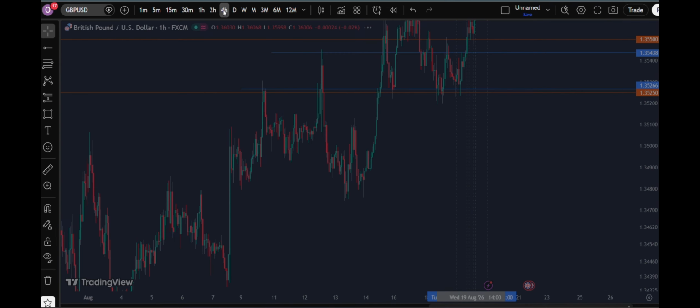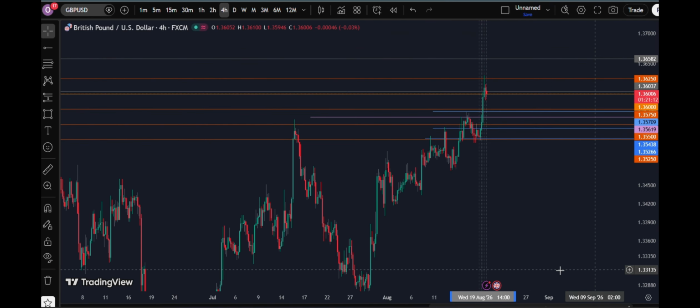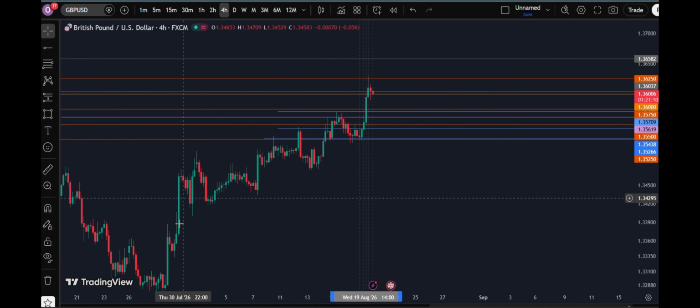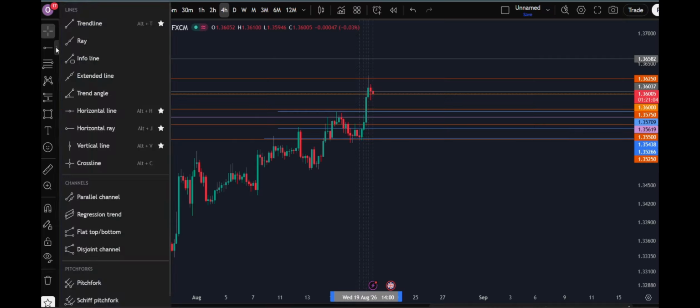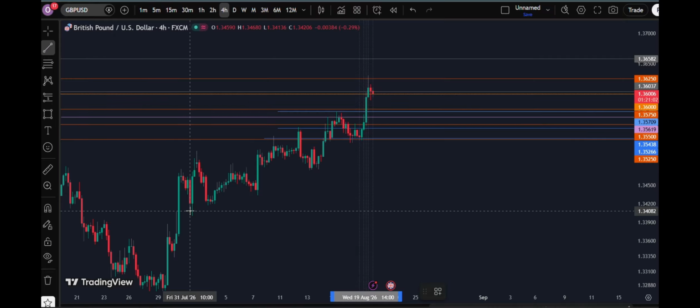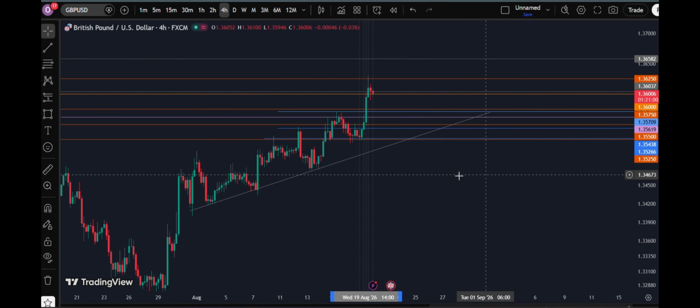Let's go to the 4 hours. We can see a very good market structure. And you see the market structure that's good in here. We come here, you can mark this as our structure: higher highs, higher lows, higher highs, higher lows, higher highs.